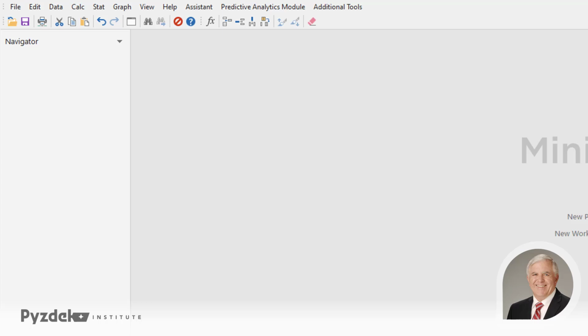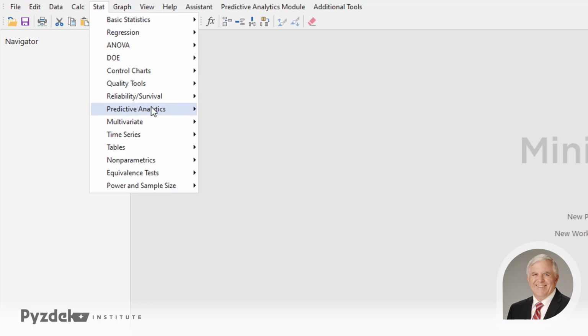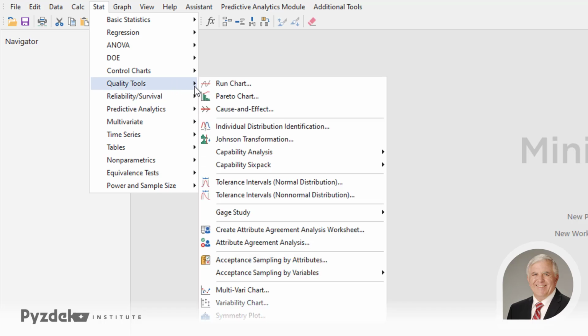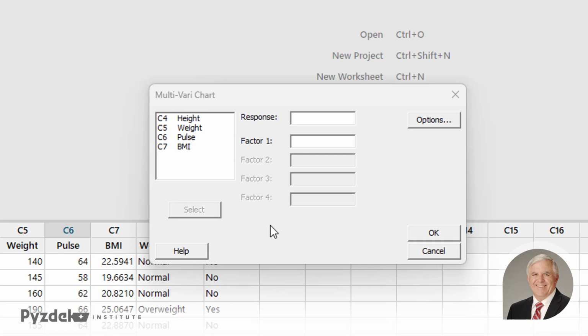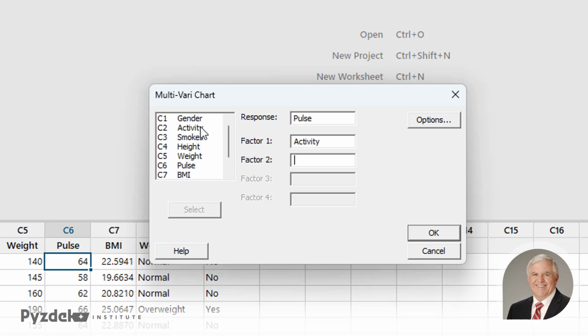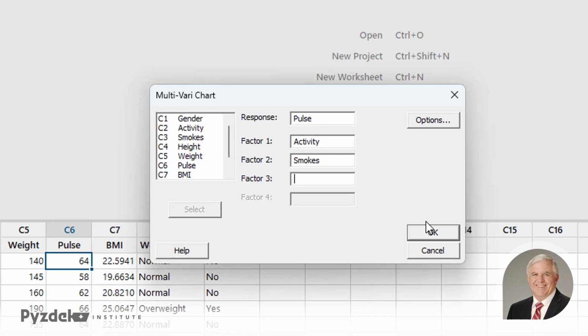So to analyze that with the multi-vari chart, we're going to go to the Stat menu, then down to the Quality Tools choice, and then down to the Multi-Vari choice. We're going to click that. And the response we're interested in is the pulse. And the factors we're interested in are the activity level and smoking. And we could add more factors, but for this example, we're not going to do that.